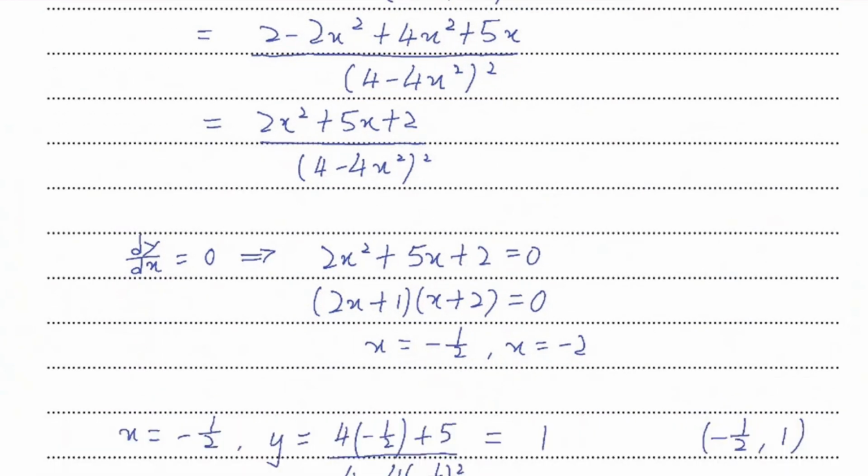So we could equate that to 0 for the dy dx after we have used the quotient rule. So this is a nice quadratic that we could factorize nicely. So we will have, oh, these are the values of x that we have. Okay.